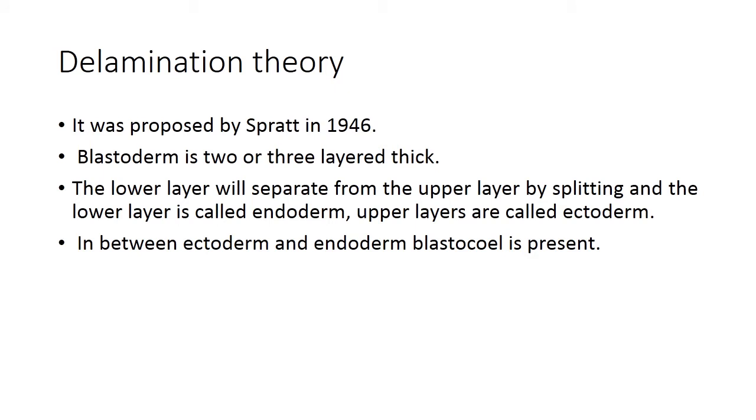Delamination theory was proposed by Spratt in 1946, where a 2 or 3 layered thick blastoderm is present, and the lower layer splits from the upper layer. The whole layer is split from the upper layer, and this splitting results in endoderm. The upper layer, the epiblast, forms the ectoderm, and the lower hypoblast layer forms the endoderm. In between ectoderm and endoderm is the blastocoel.